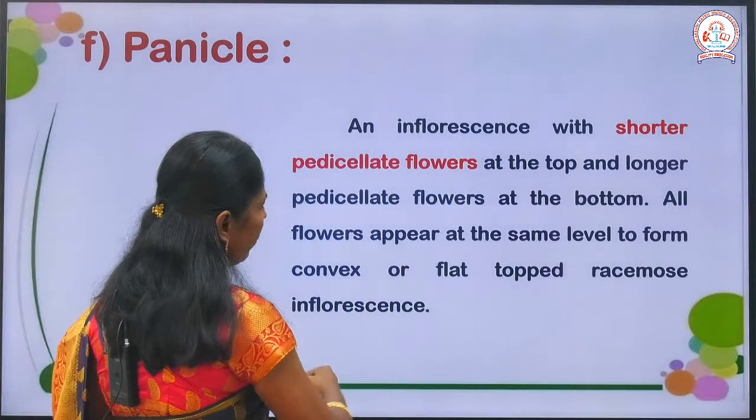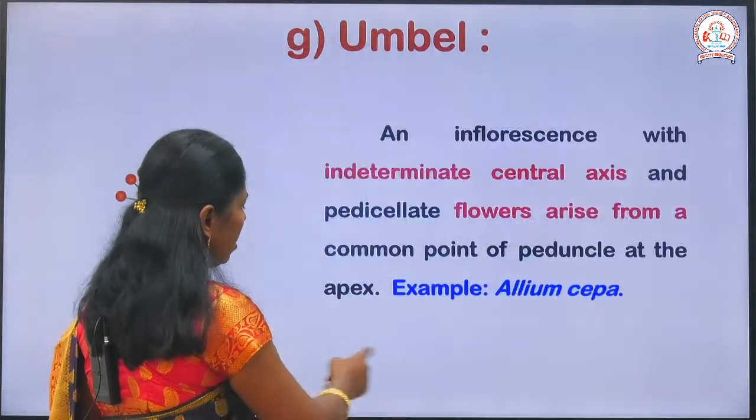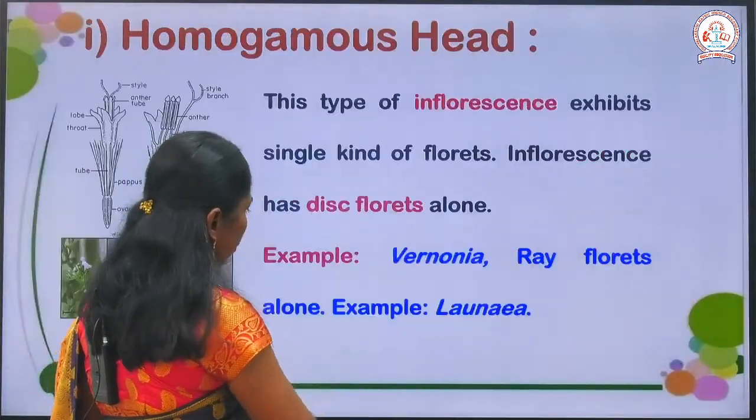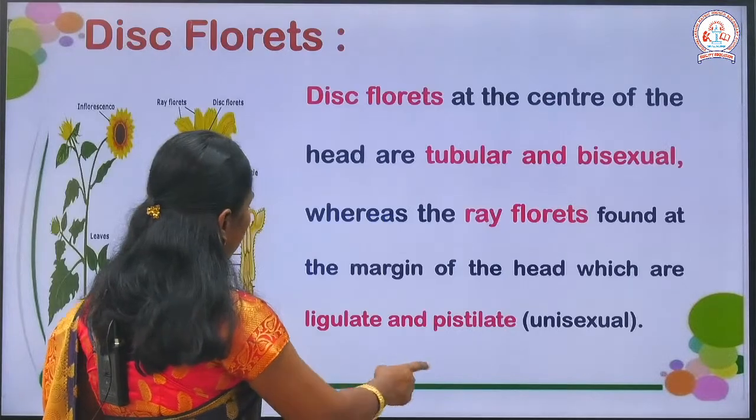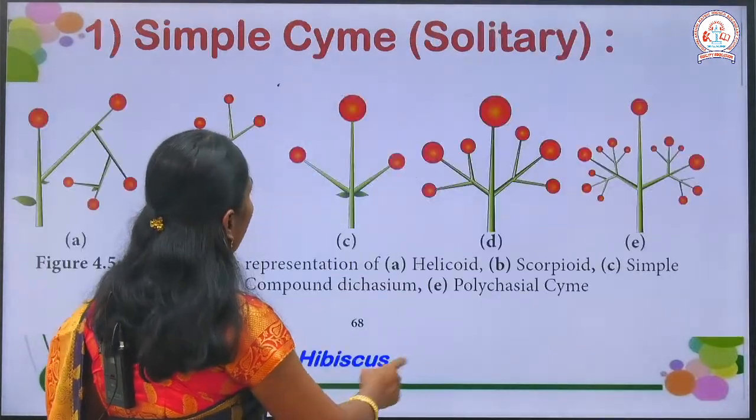We already studied the definitions of the Cymose manner. It has limited growth, and it has a basipetal arrangement and centrifugal manner.